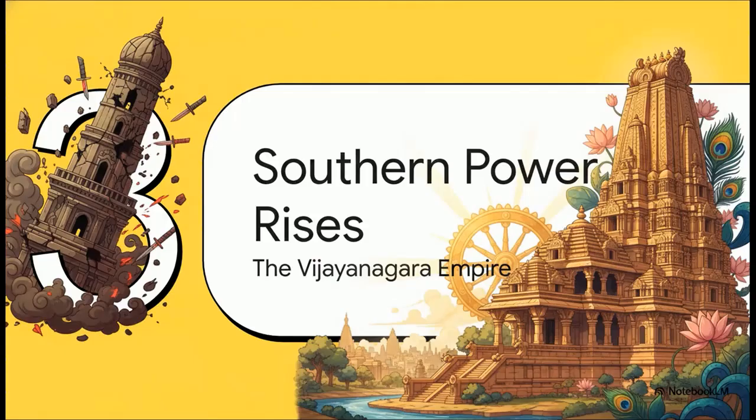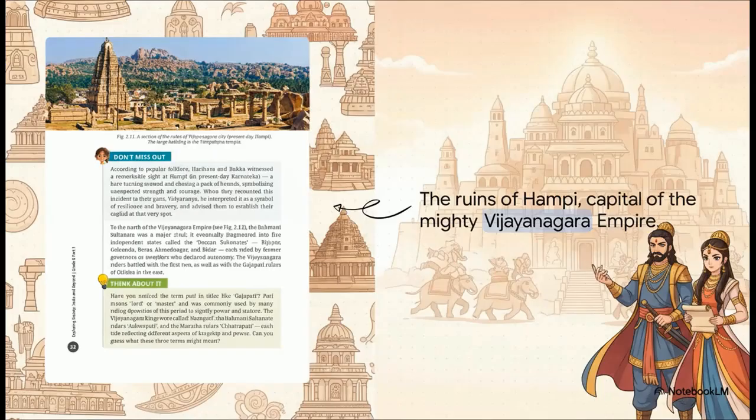But as the Delhi Sultanate's power started to crack, it created a power vacuum. And in the south, a new empire rose up to fill that void, creating a powerful rival and shifting the whole subcontinent's center of gravity. Welcome to the ruins of Hampi. Just look at this place. This was the heart of the mighty Vijayanagara Empire.